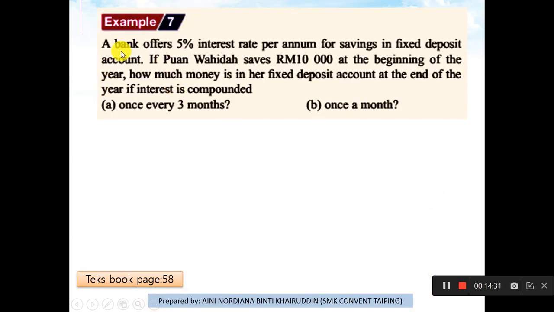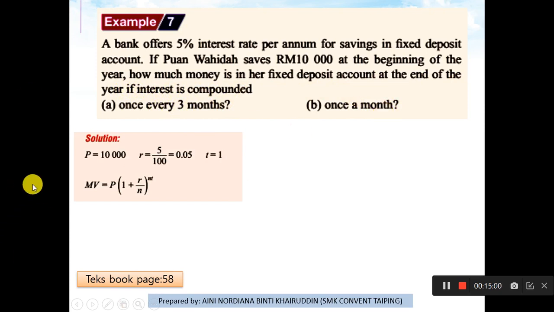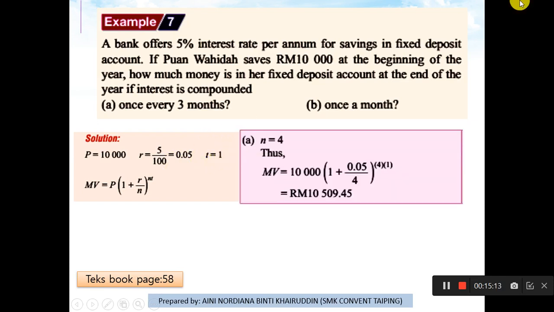Next, example 7. A bank offers 5% interest rate per annum for saving in a fixed deposit account. If Puan Wahida saved 10,000 at the beginning of the year, how much money is in her fixed deposit account at the end of the year if interest is compounded once every 3 months and once a month? So for the first one, the principal is 10,000, the rate is 5%, T is 1 year. So the number of N here for A, once every 3 months, is 12 divided by 3, which is 4. So the number of N is 4.